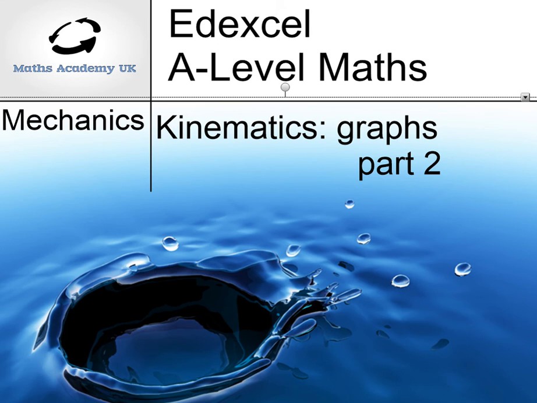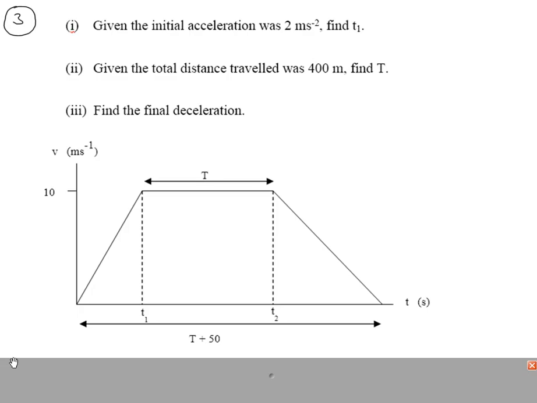This is the second part of mechanics. We're looking at kinematics, so the motion of objects without any regard to forces, and we're looking at displacement time graphs and velocity time graphs. In this example, we have velocity against time, and there are various time values, t1, t2, t, which are unknown, and we're going to work those out.